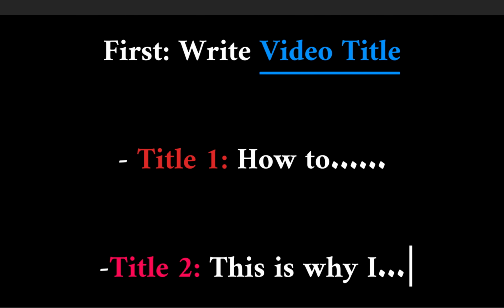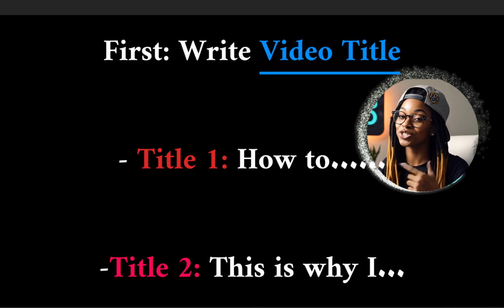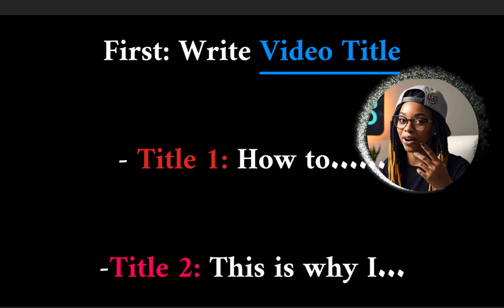Now, the first thing you need to do is write out the title of the video you want to make a thumbnail for. I know this sounds weird, but you need the name of the video for our next step.